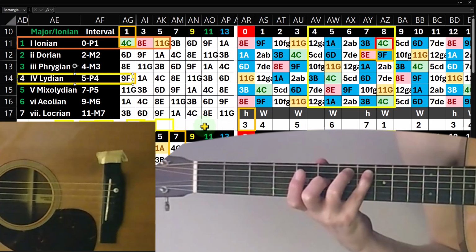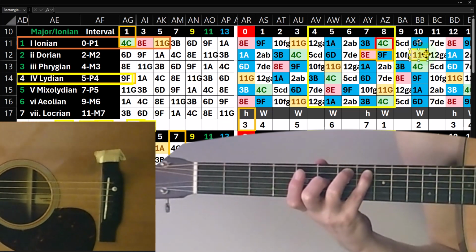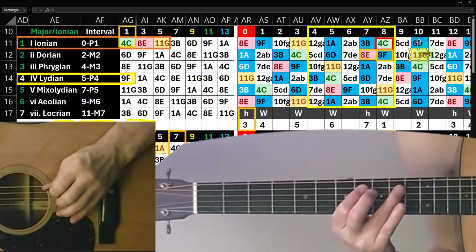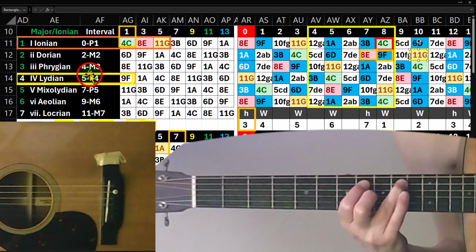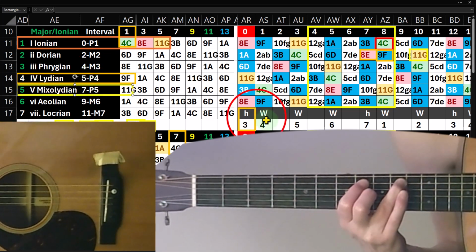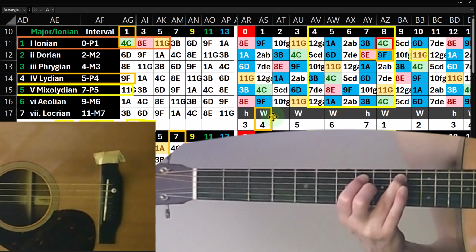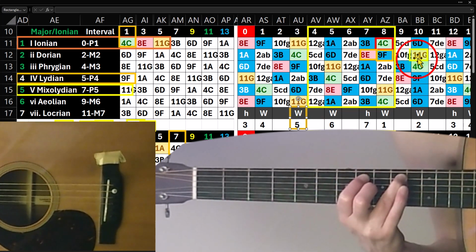And then we're going to go from the 4th to the 5th. I'm going to continue it out this way. So now we're going to go from the 4th to the 5th, and that would be going from the Lydian to the Mixolydian. From the 4th to the 5th is going to be a whole step, and then we're going to go from the 5th to the 6th, which is going to be a whole step.